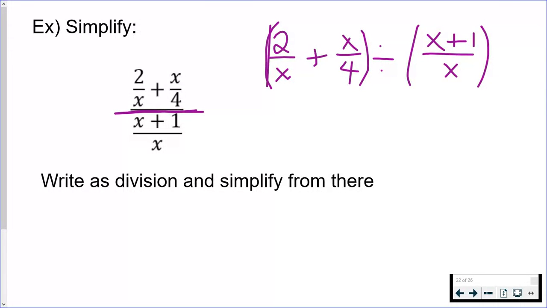So I've got two things divided. Whenever you divide fractions, remember keep, change, flip. I'm going to do that eventually, but before I do, I want to have a single fraction divided by a single fraction, and right now I don't have that, so I'm going to go ahead and make a common denominator between x and 4 so that I have a single fraction before the division sign. My common denominator is going to be 4x.